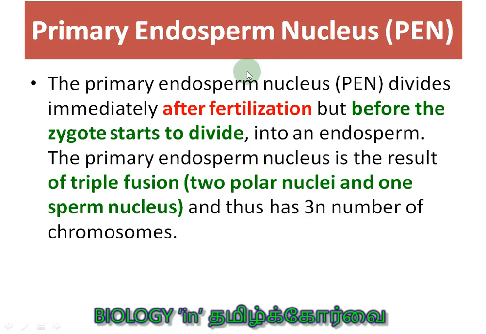Primary endosperm nucleus. You see, the primary endosperm nucleus (PEN) divides immediately after fertilization, but before the zygote starts to divide. You see the difference here: after, before. So this is the place where a technically important question can be asked, whether in the NEET or in the board exam. Even in the TRB students could see this. So for them also I could suggest after and before.